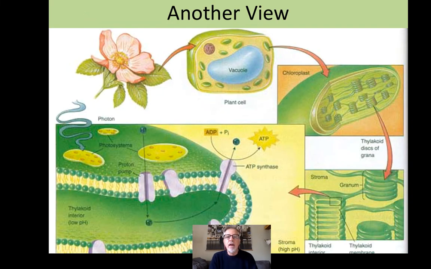Here's another diagram about the location of photosynthesis. We have a leaf cell, we have the chloroplast, we have the grana, and then here's an individual thylakoid. And just by way of preview, you can see there's a proton pump here, and you can see ATP synthase is here. And we'll talk more about them in tomorrow's video.